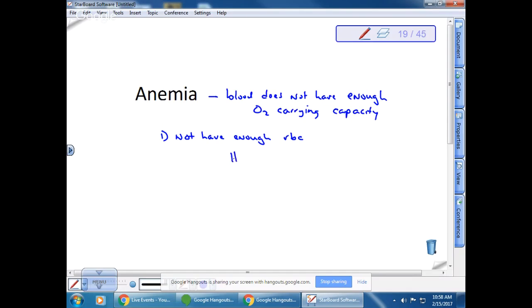This could be due to hemorrhaging. So we could call it hemorrhagic anemia. So you can have blood loss internally as well as externally. It could be something that you're not even maybe aware of, like in the case of ulcers, for example. It could also be that you have hemolytic anemia.